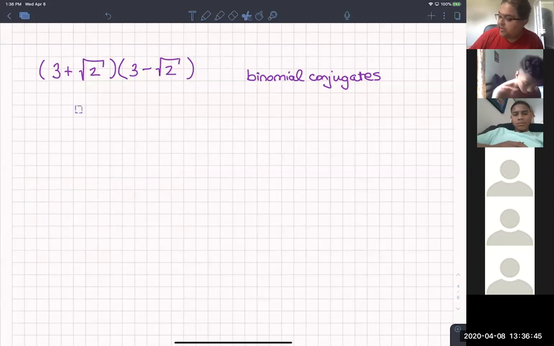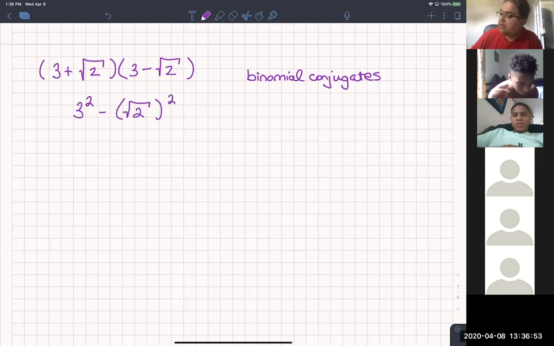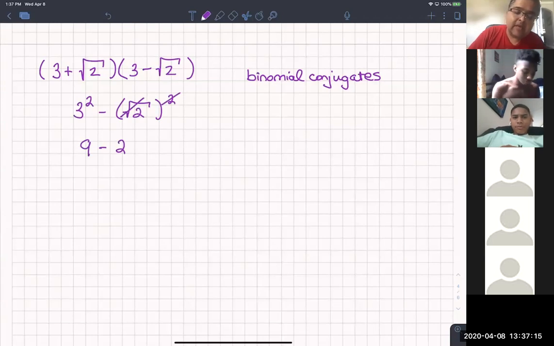So this would be 3 squared minus root 2 squared. 3 squared is 9. And root 2 squared is 2. So it would be 9 minus 2. Right, because remember when you square a square root, they cancel each other. Square rooting something and squaring something are inverse operations. They undo one another, like addition and subtraction. Your answer is 7.